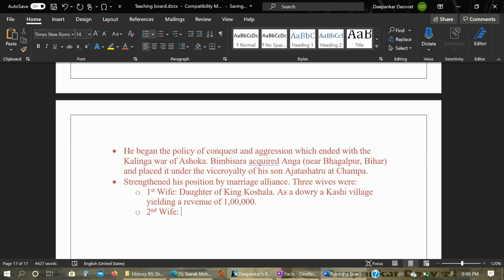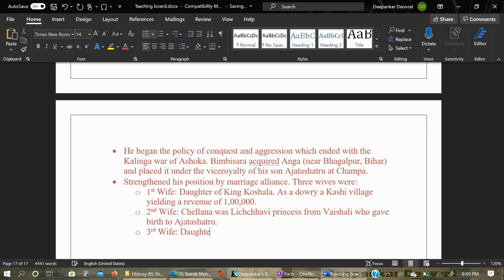Now his second wife, Chelna, was a Lichchhavi princess from Vaishali, who gave birth to Ajatashatru. And the third wife was the daughter of the chief of the Madra clan of Punjab.